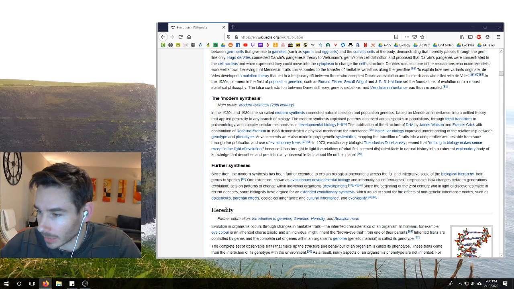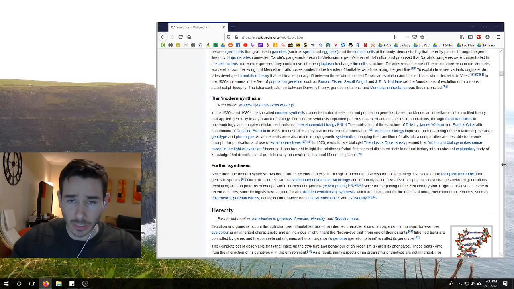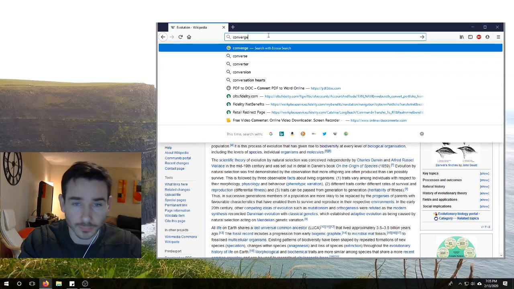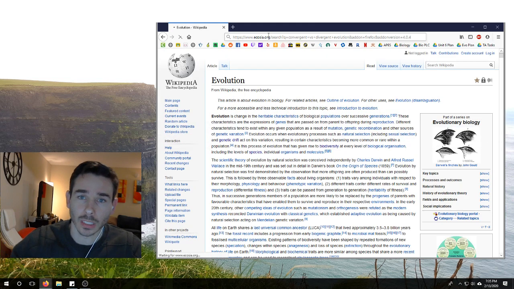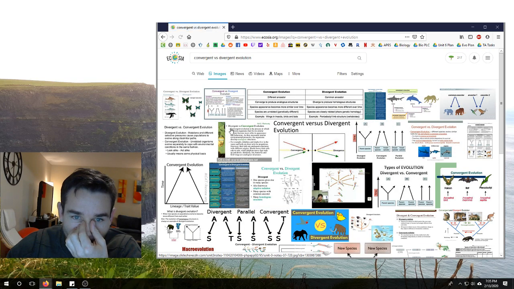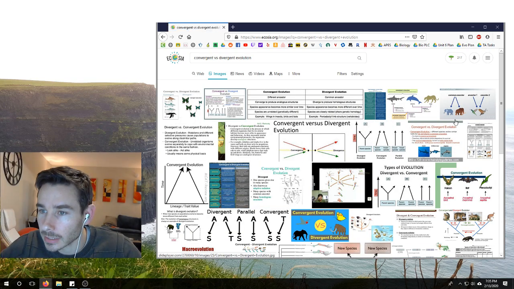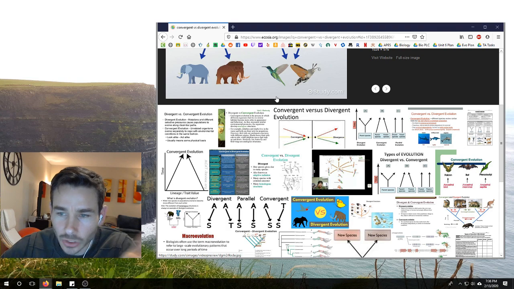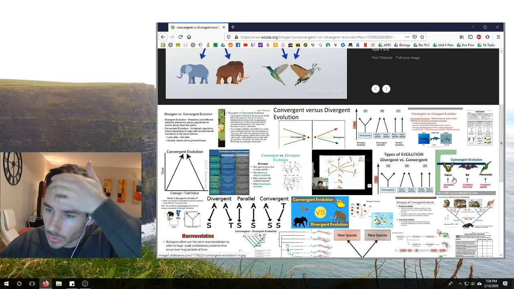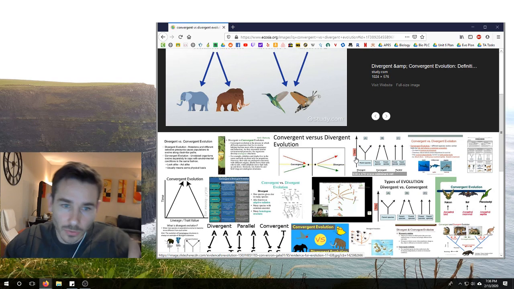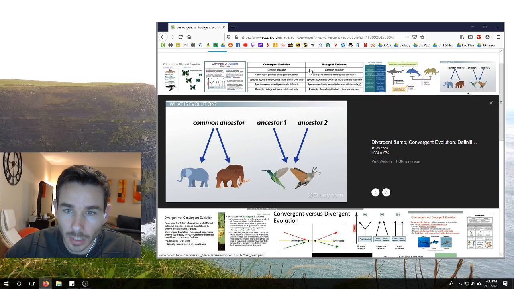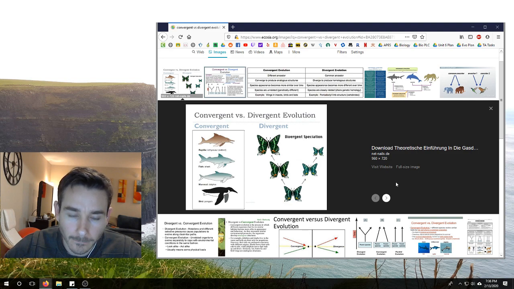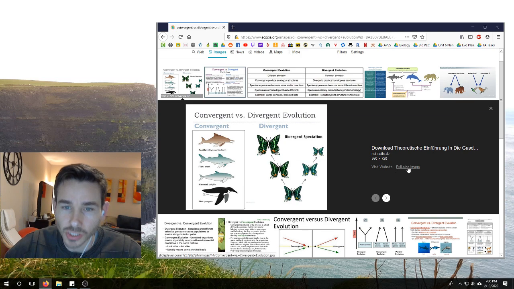So, yeah, convergent and divergent, they're basically similar, but they just have a slight different twist to it. I always like to use an image. So let's take a quick look at an image here that I think could be useful. These all are good. So let's talk about this idea. First of all, divergent evolution.